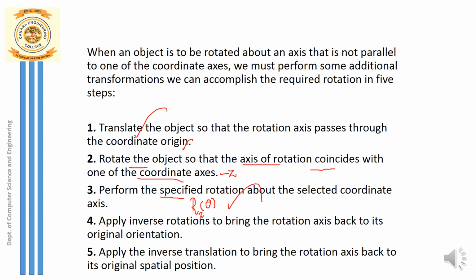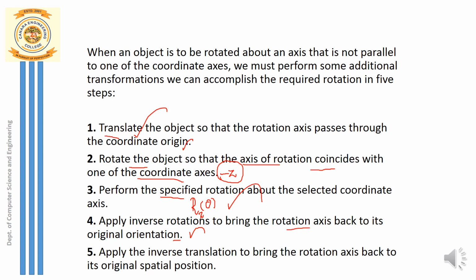Now once your object is rotated by an angle theta about the z-axis, the previous 2 steps can be undone. So start undoing, that is, apply reverse rotation. Reverse rotation is whatever you had done in step 2, you are undoing that. So perform reverse rotation, that is, rotate the axis back to its original orientation. After this 4th step, the 2nd step is undone. But your line is still at the origin, so the first step is not yet undone.